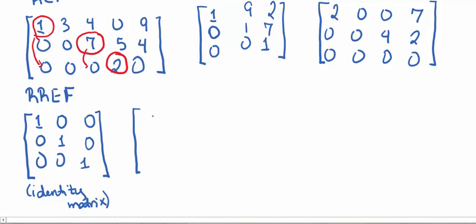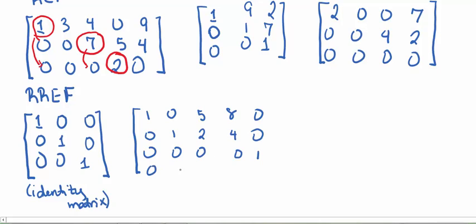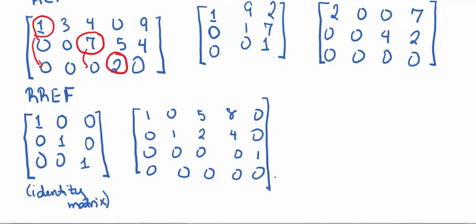Another example, 1 0 5 8 0 0 1 2 4 0 0 0 0 0 1 and then 0 0 0 0 0. Once again, pivots are moving down and to the right. The row of zeros is at the bottom. Everything above and below the pivots is a 0, and each of those leading entries is a 1.